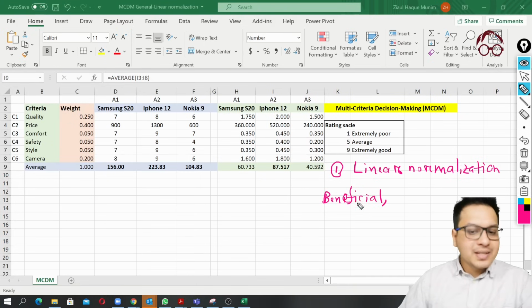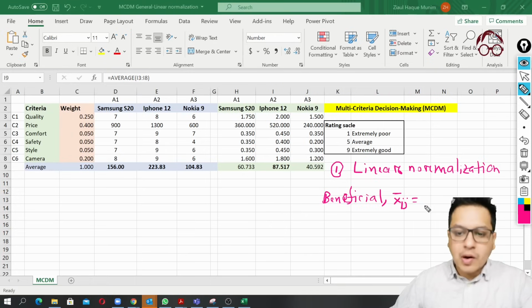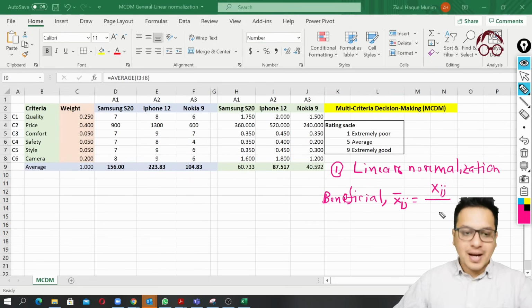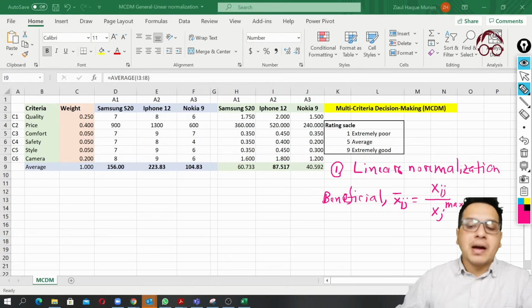If the criterion is a beneficial one, then we can do the normalization. If I denote the normalized values with xij prime or bar, whatever you want to call it, then what we will simply do is divide each of the values, each rating of an alternative under a criterion, by the max value under that criterion.